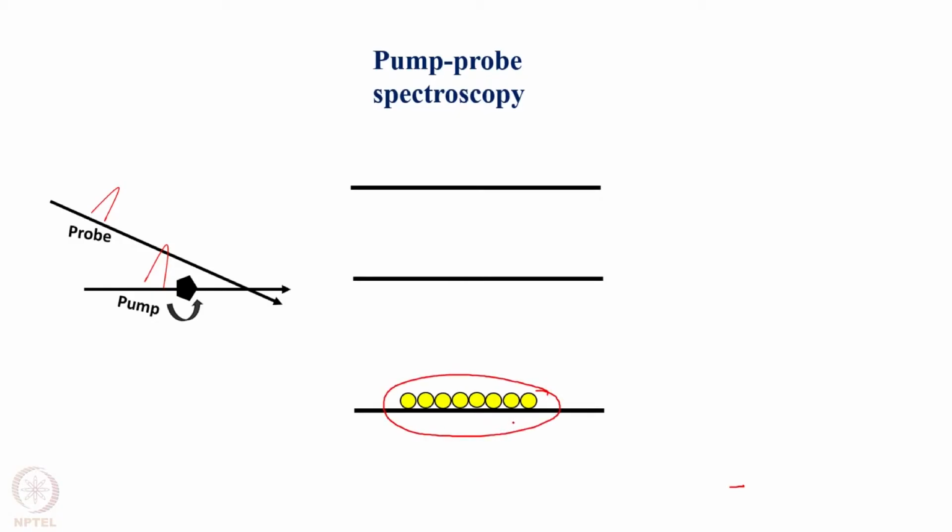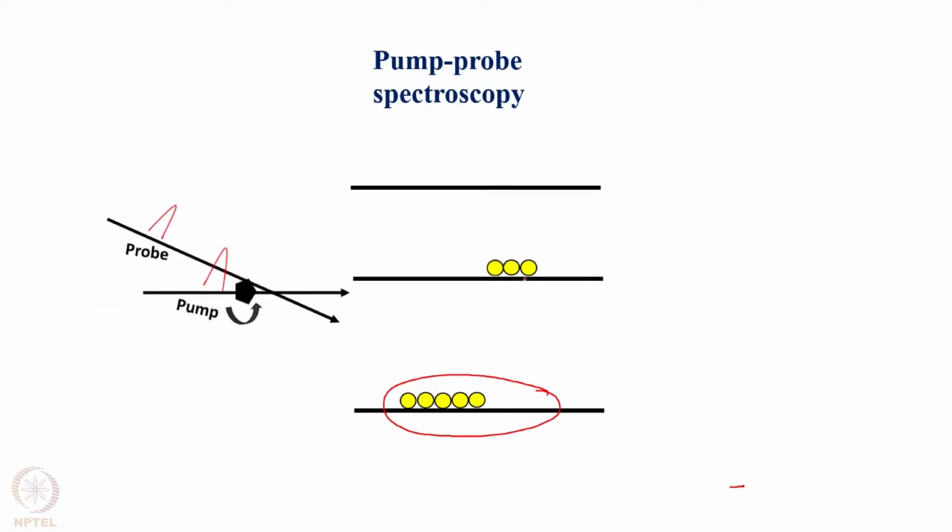So the first pulse, which we call the pump pulse, arrives, and thus some of the population from the ground state is excited to the first excited state. Now after a certain time, which we can see here, a second pulse, which we call the probe pulse, arrives. This probe pulse initially has some delay with respect to the pump pulse. Now it can monitor the processes done by the pump pulse.